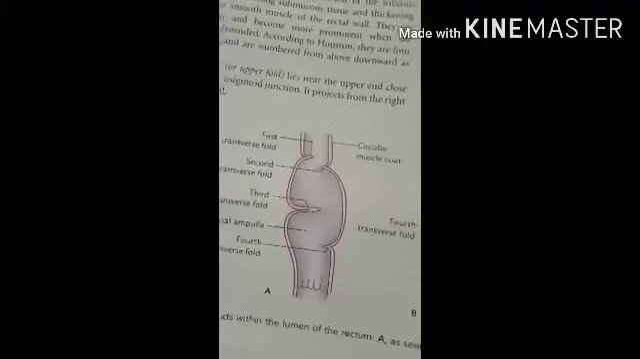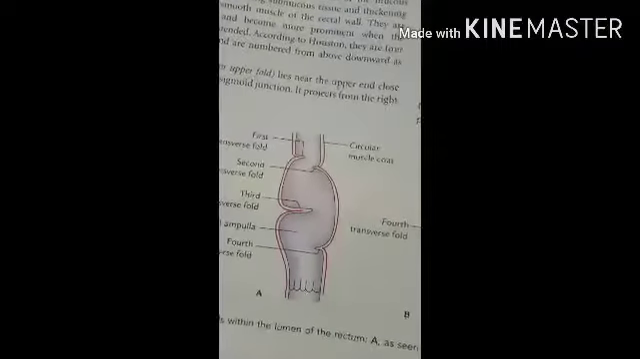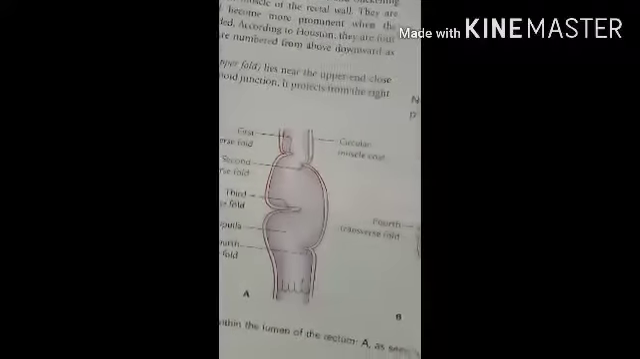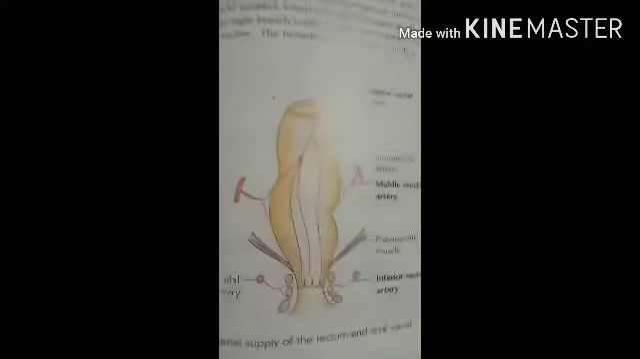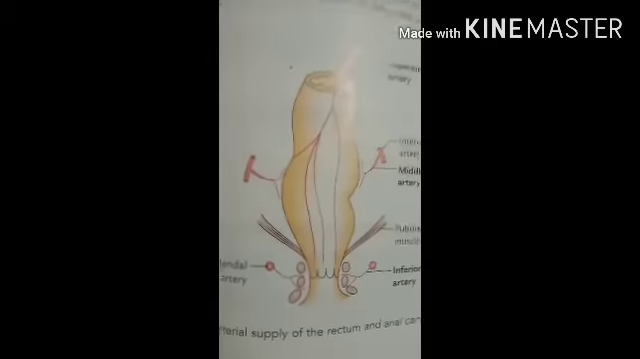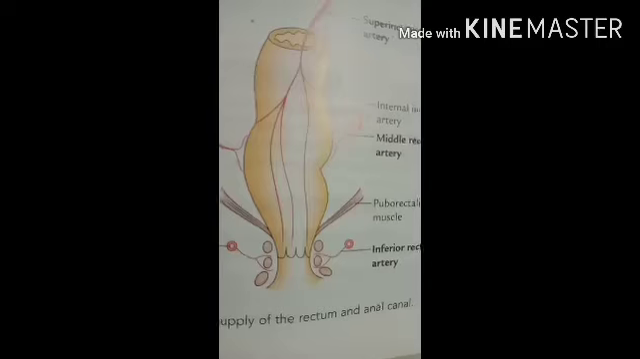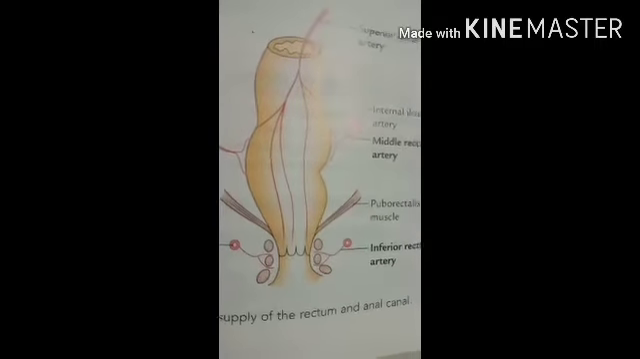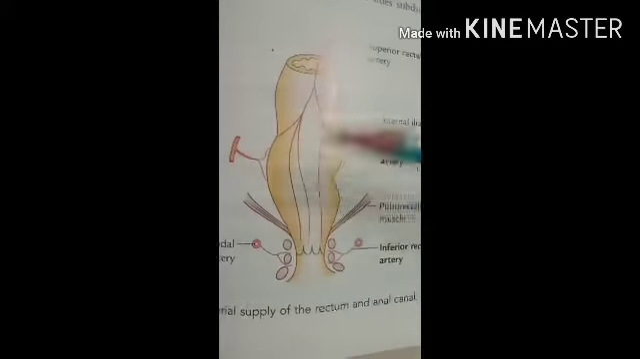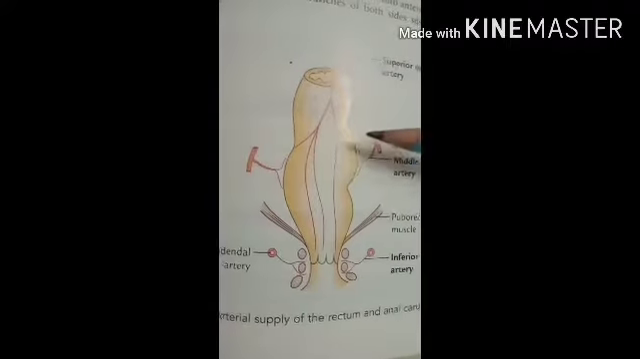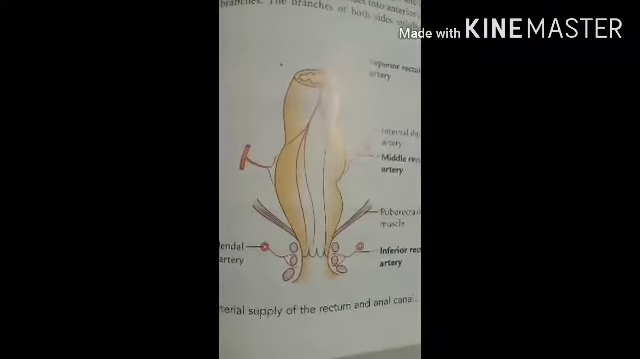Then the arterial supply of the rectum. Here in this diagram you can see the arterial supply. The arterial supply is very important, because the venous drainage, or the veins from the rectum, should be drained into the portal circulation and also into the systemic circulation.